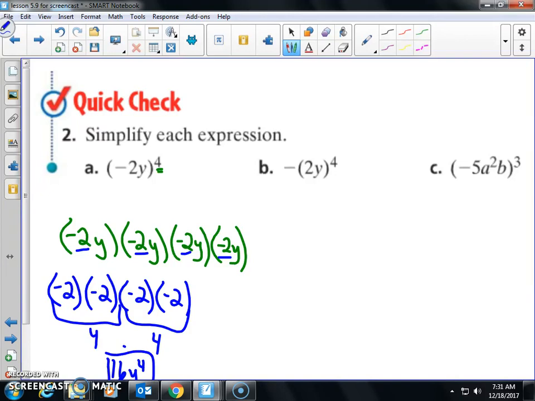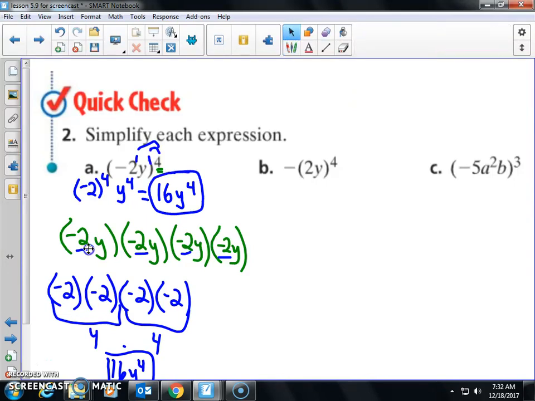Now I could also think of it this way. Exponent of 1 on each of these. I'm going to multiply, so I have negative 2. Remember, the negative is glued onto the 2. 4 of them. And then the y, 4 of them. Well, negative 2, 4 of those turns into 16, and y to the 4th. Same answer, different ways to think of it.